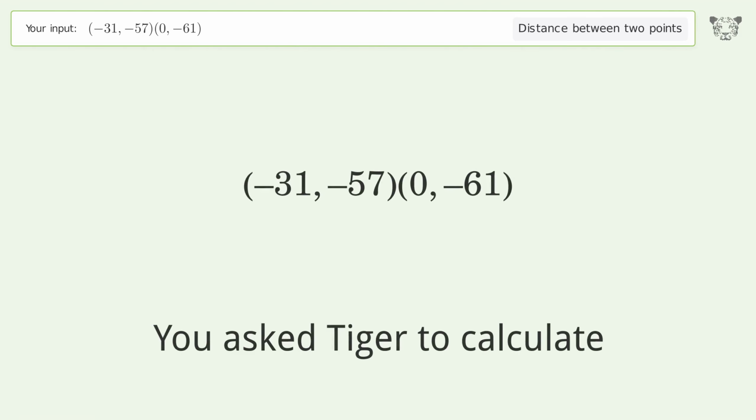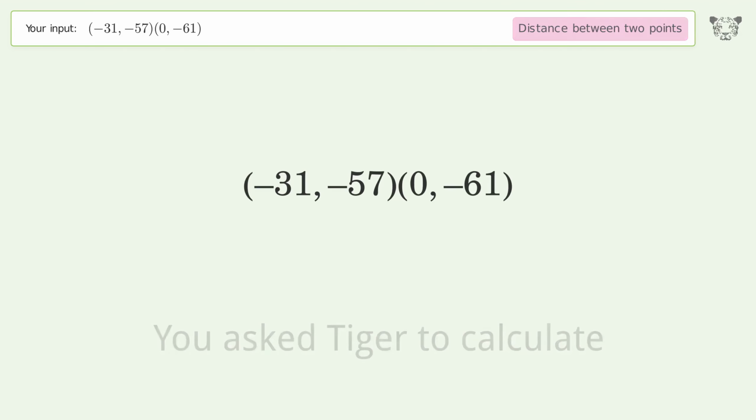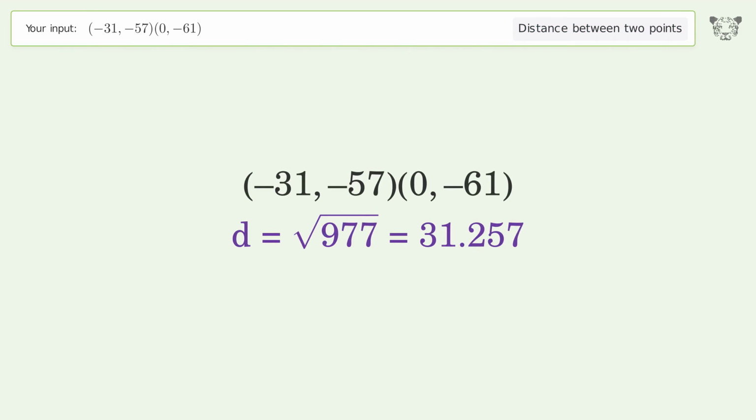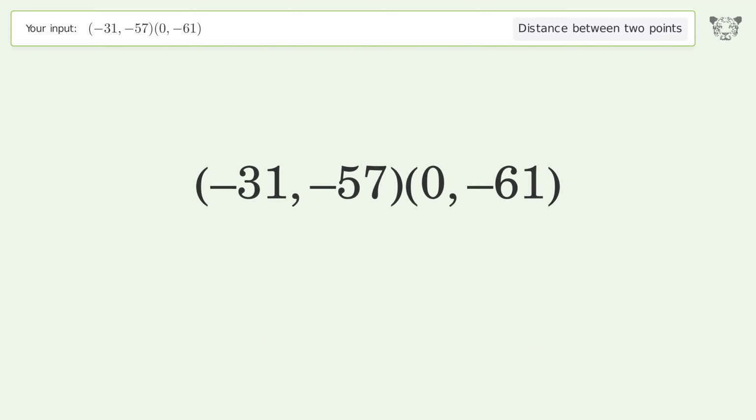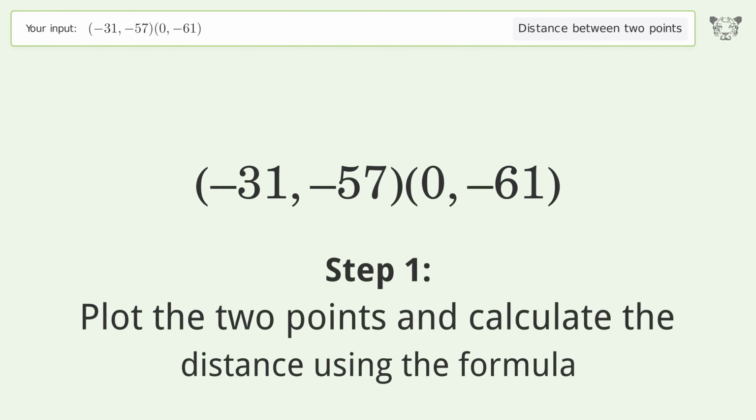You ask Tiger to calculate. This deals with the distance between 2 points. The distance between the 2 points is the square root of 977, or 31.257. Let's solve it step by step. Plot the 2 points and calculate the distance using the formula.